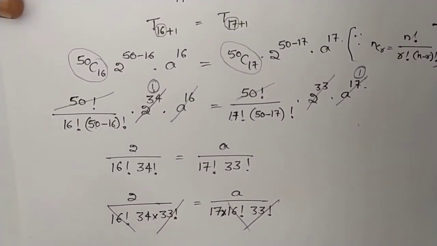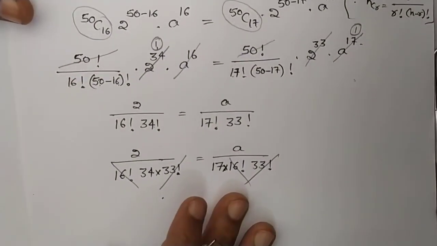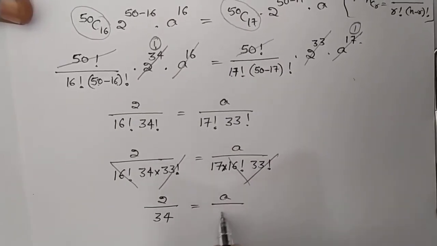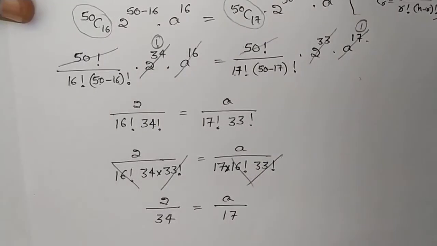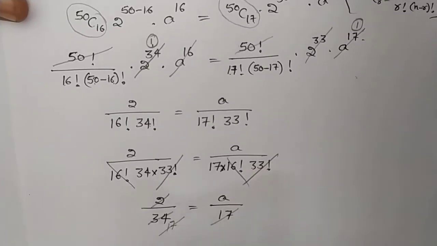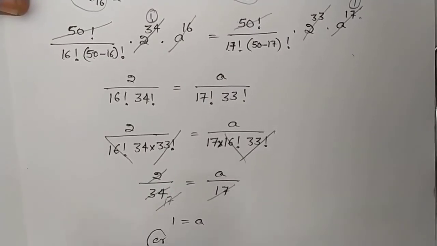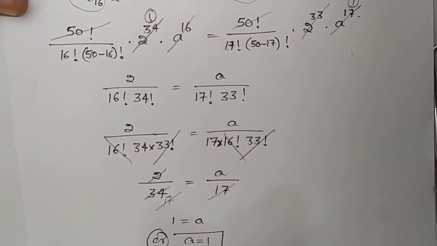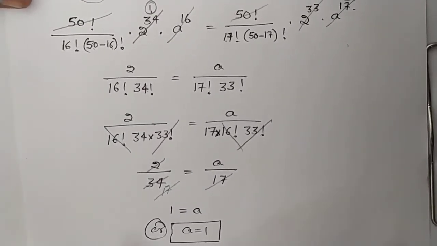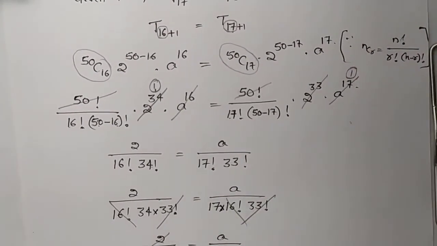Next, 2 divided by 34 equals a divided by 17. Two ones are 2 and two 17s are 34, so that will also cancel. Therefore 1 equals a, or a equals 1. Hence a equals 1. Do you understand? This question is important from the point of view of examination.